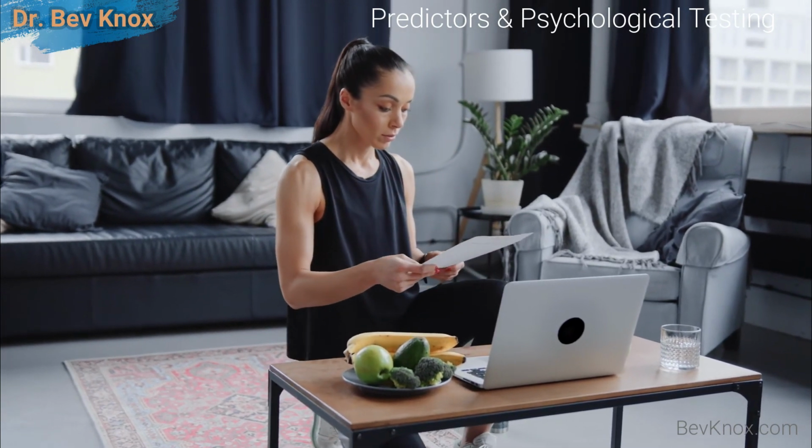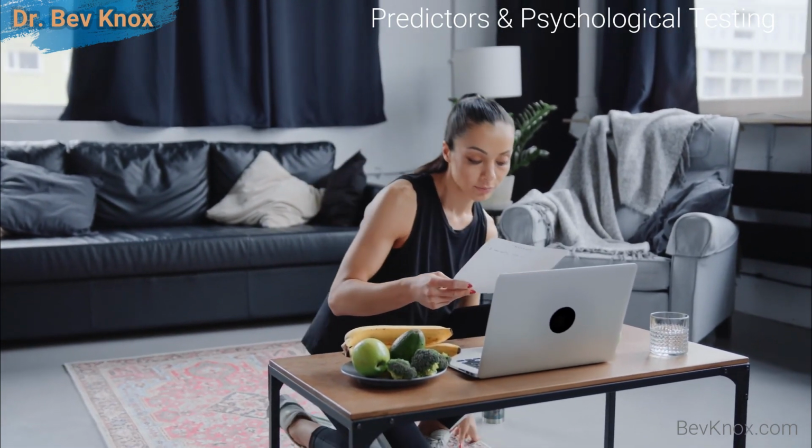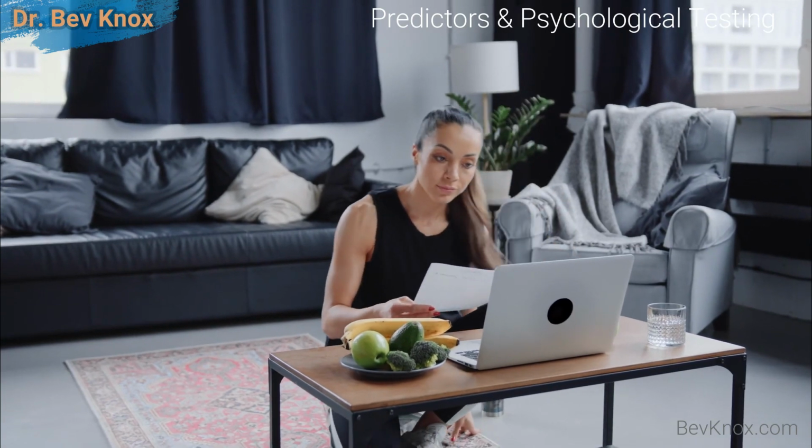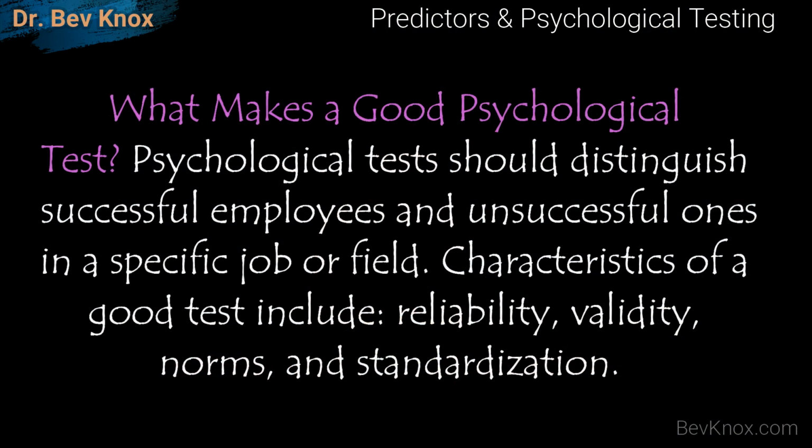At the end of the day, we want to know what makes a good psychological test. Now, psychological tests should distinguish successful employees and unsuccessful employees in a specific job or field. Characteristics of good tests include reliability, validity, norms, and standardization.